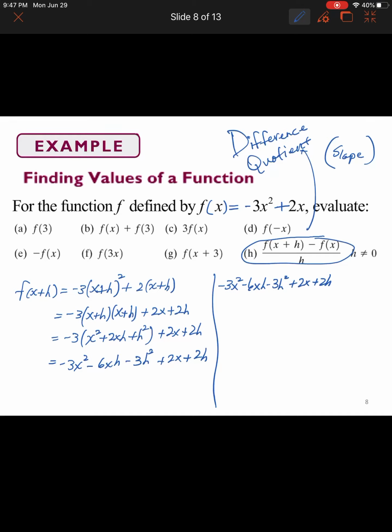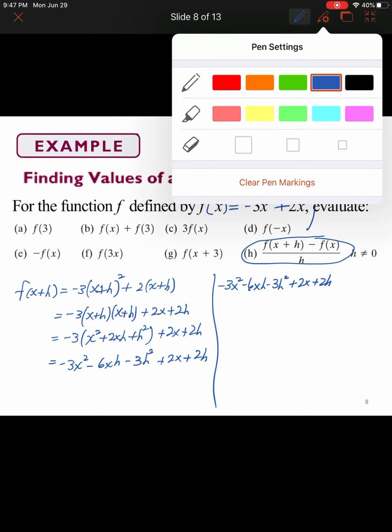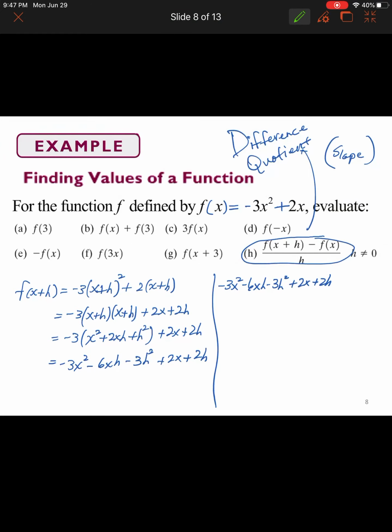And then the problem says minus negative 3x squared plus 2x, all over that whole thing, all over h. All right, that's it. And simplify. All you got to do is simplify now.